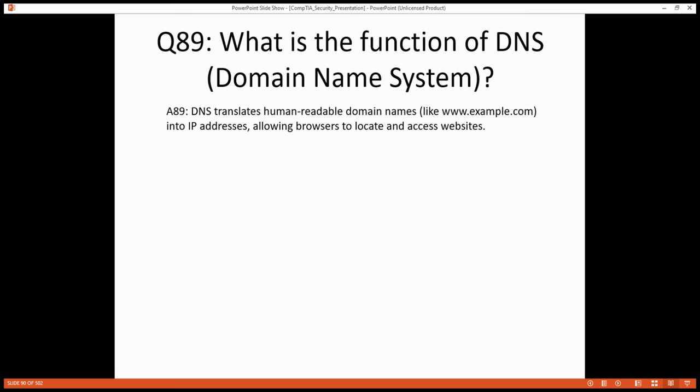Q89. What is the function of DNS, domain name system? A89. DNS translates human-readable domain names like www.example.com into IP addresses, allowing browsers to locate and access websites.